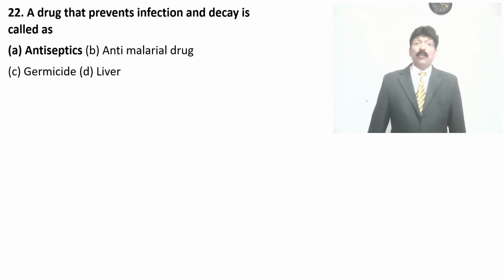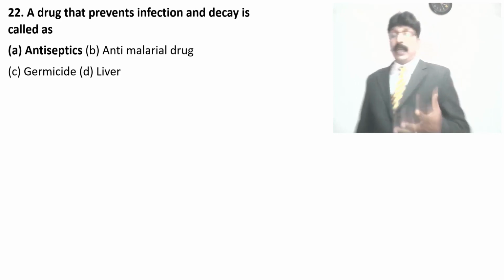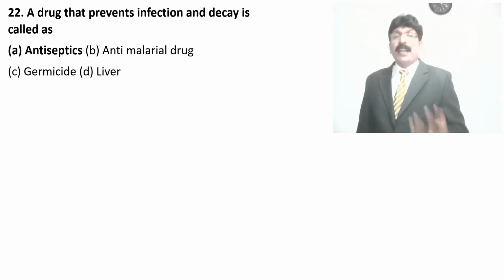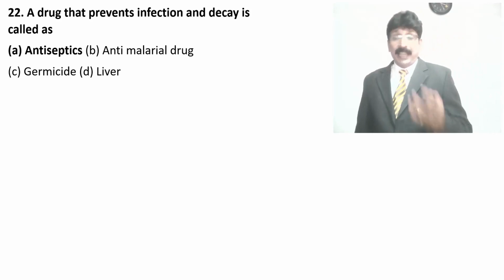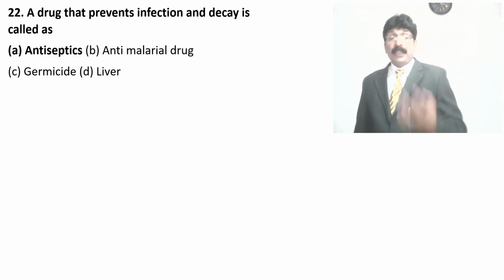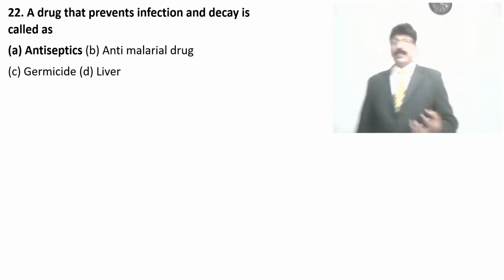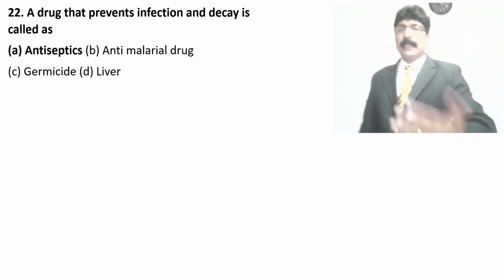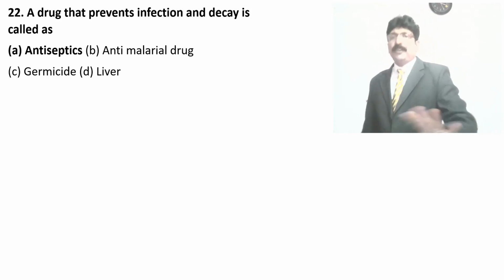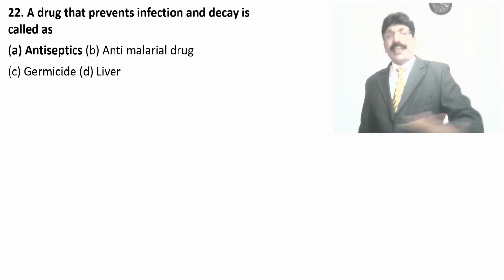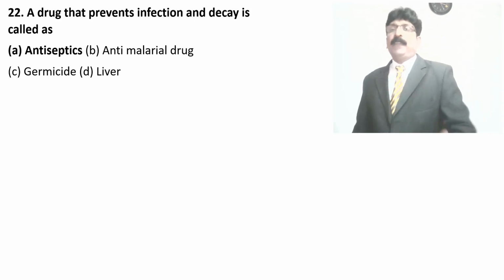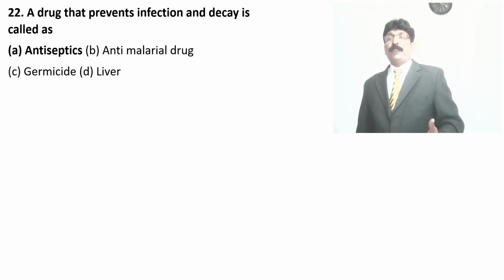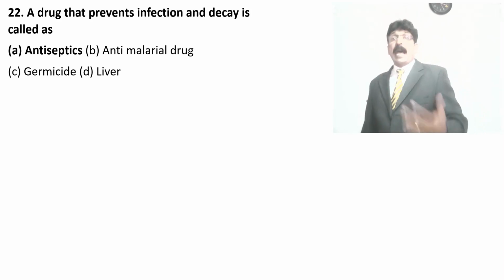Next question, a drug that prevents infection and decay is called as. That means a drug or a chemical which can prevent infection and decay of a tissue or a cell. Then that is called antiseptic. Septic means something which is infected, something which is decayed; antiseptic protects before infection, protects from decay.